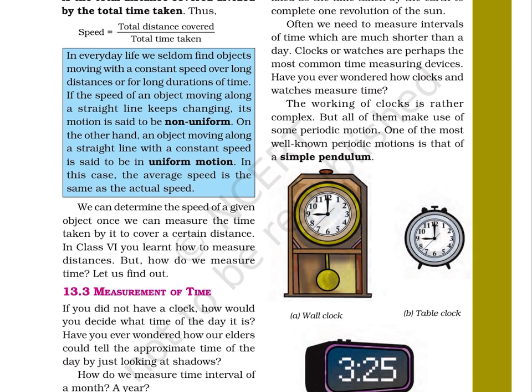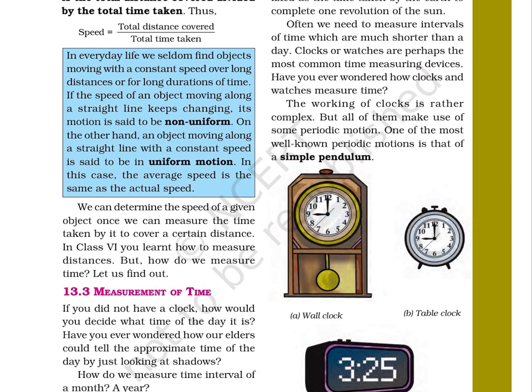We can determine the speed of a given object once we can measure the time taken by it to cover a certain distance. In class 6th, you learned how to measure distances. But how do we measure time? Let us find out.